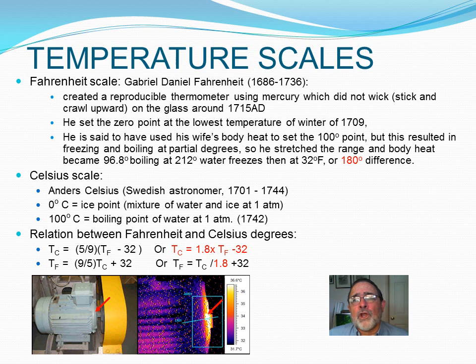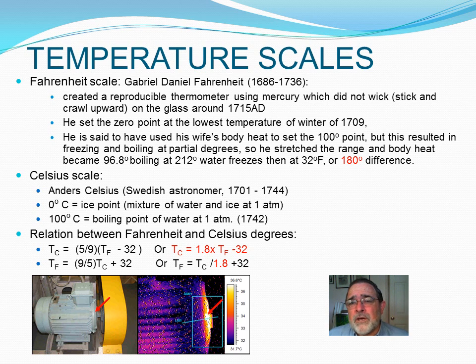He set the 0 point at the lowest temperature of the winter of 1709. He is said to have used his wife's body heat to set the 100 degree point, though it is unknown if that's actually true or if it's an urban legend. But this resulted in a freezing and boiling point that were at partial degrees. So he stretched that range, so boiling became 212, so it was a full range, and her body heat suddenly dropped to 96.8 degrees. And then freezing was moved to 32 degrees, so both of them were whole degrees.